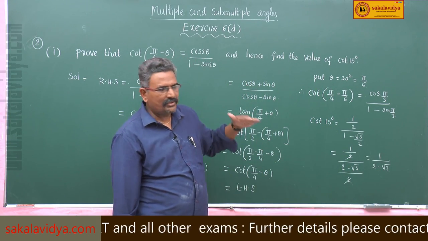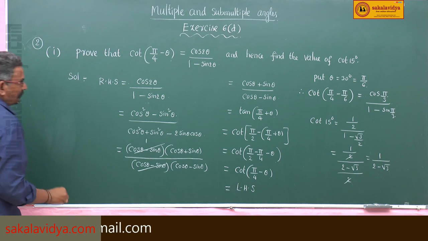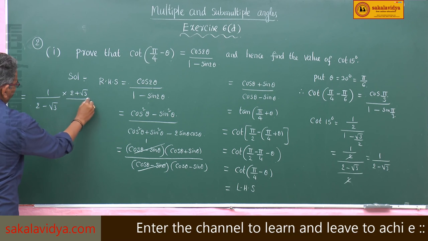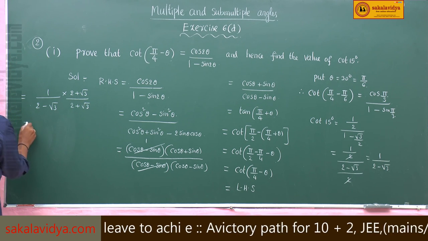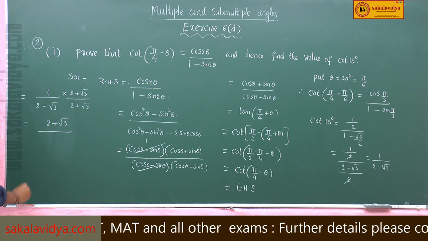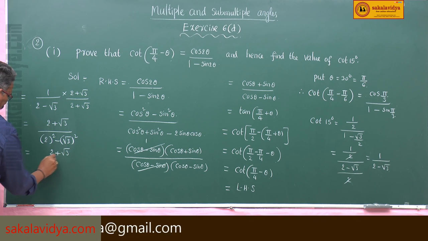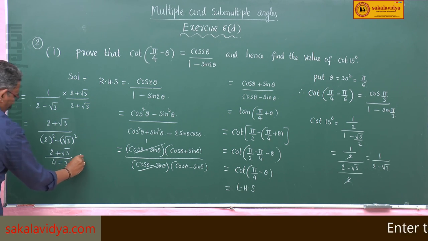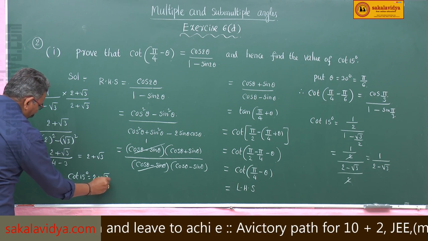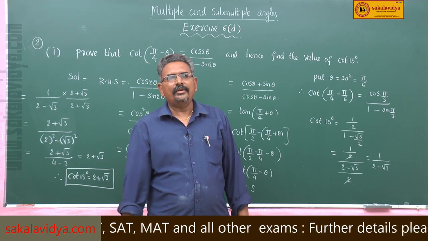So, once again, we have to rationalize it. Let us rationalize 1 by 2 minus root 3. Multiply 1 by 2 minus root 3 with 2 plus root 3 over 2 plus root 3. So, we get 2 plus root 3 in the numerator. In the denominator, this is in the form of a minus b into a plus b, again a square minus b square, so 2 square minus root 3 square. So, 2 plus root 3 by 4 minus 3, which equals 1. So, we get 2 plus root 3. Therefore, cot 15 degrees is equal to 2 plus root 3. Even tan 75 degrees is also 2 plus root 3. Tan 75 degrees is equal to cot 15, equal to 2 plus root 3.